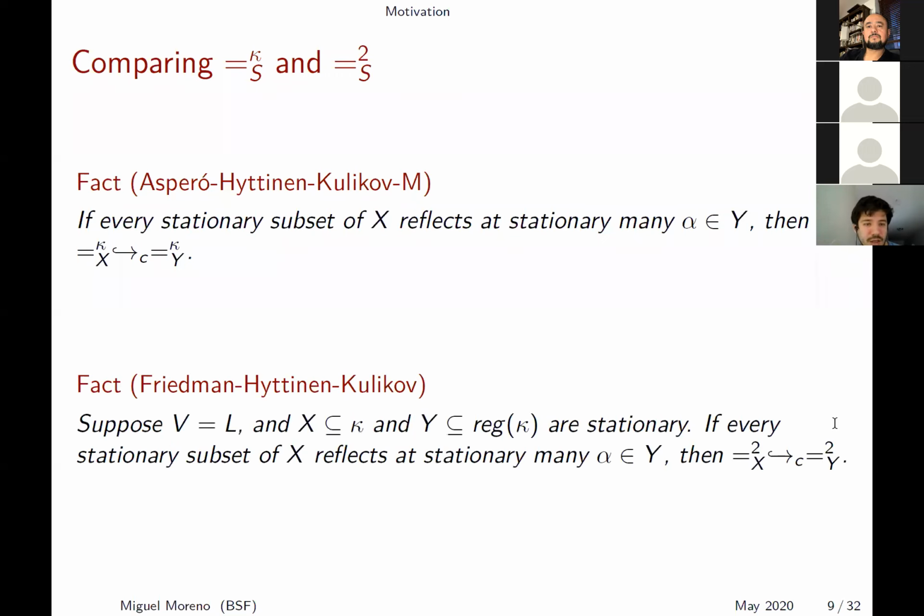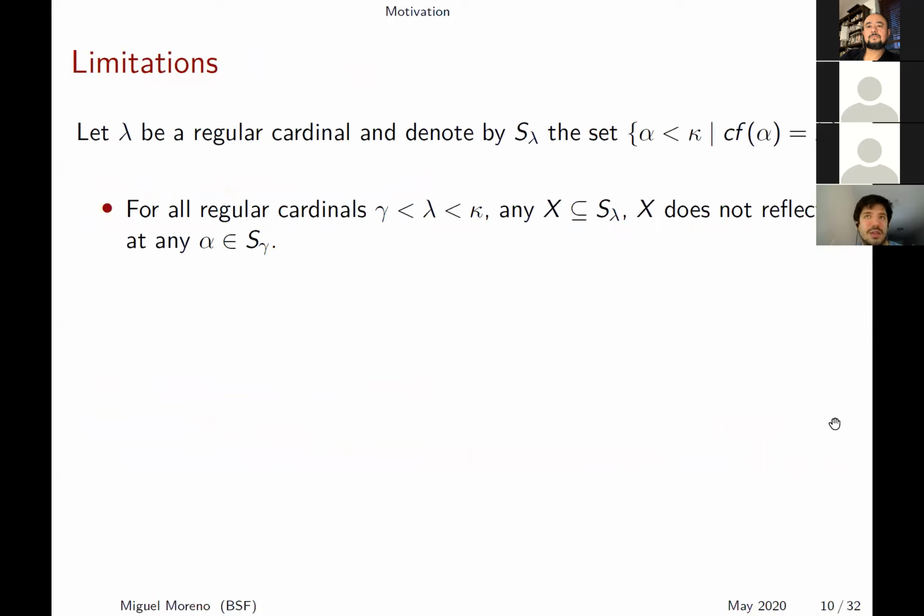Another use is by Friedman, Hyttinen, Kulikov. If you are working in L, X is a subset of kappa and Y is a subset of regulars of kappa, stationary sets. If every stationary subset of X reflects at stationary many alphas of Y, then you can get the same reduction, but in the Cantor space. So you can see that stationary reflection is useful to compare this kind of theories. But the problem is that you have some limitations, because stationary reflection is, let's say, strong. You're using full reflection, that every stationary set reflects.